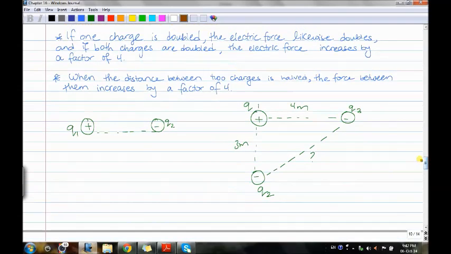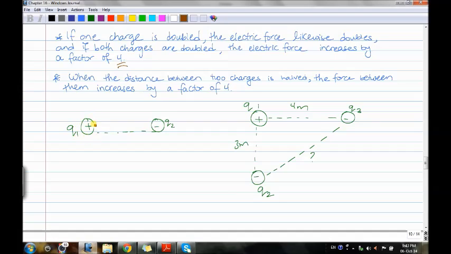Now, if one charge is doubled, the electric force likewise doubles. And if both charges are doubled, the electric force increases by a factor of 4. When the distance between two charges is halved, the force between them increases by a factor of 4.